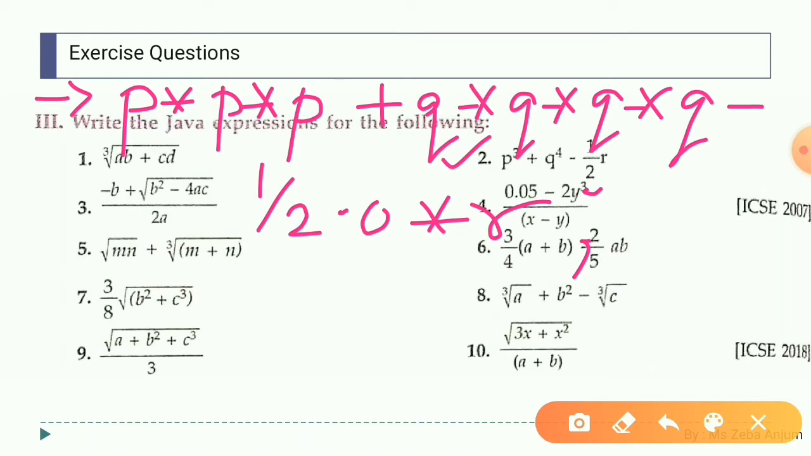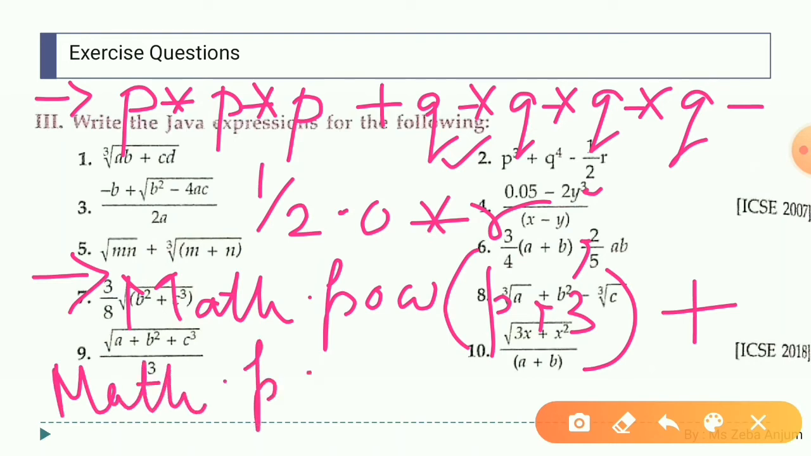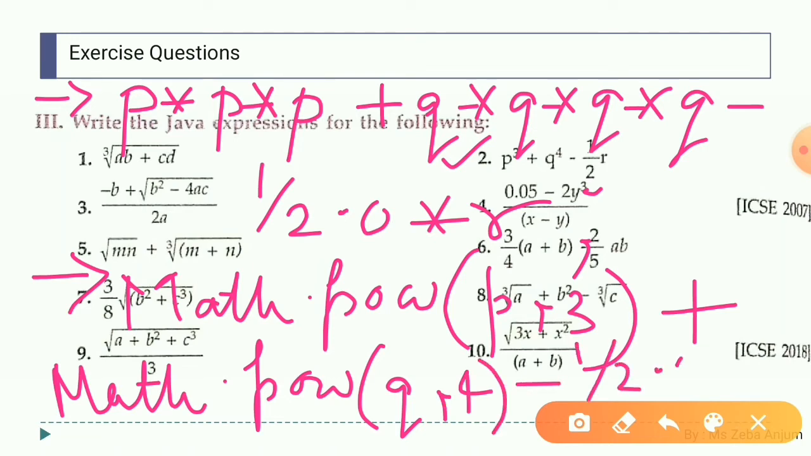And if you are going to write this mathematical expression using the Math.pow function, then you have to write Math.pow, firstly p comma 3, then plus Math.pow q comma 4, and then minus 1 divided by 2.0 into r. So either you write it like this or you write it like this, both the situations are the same.